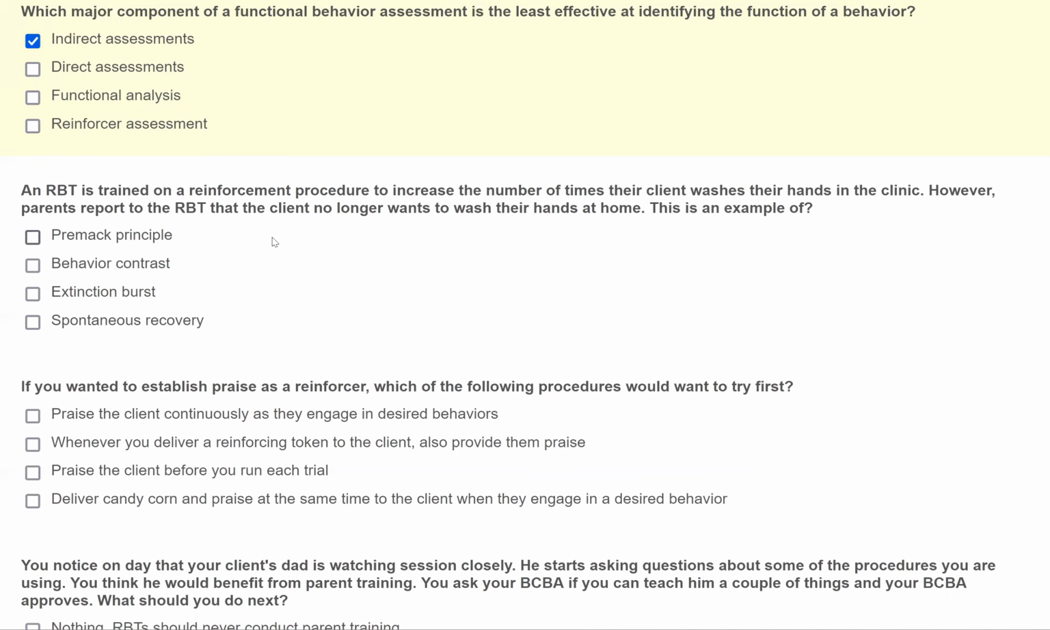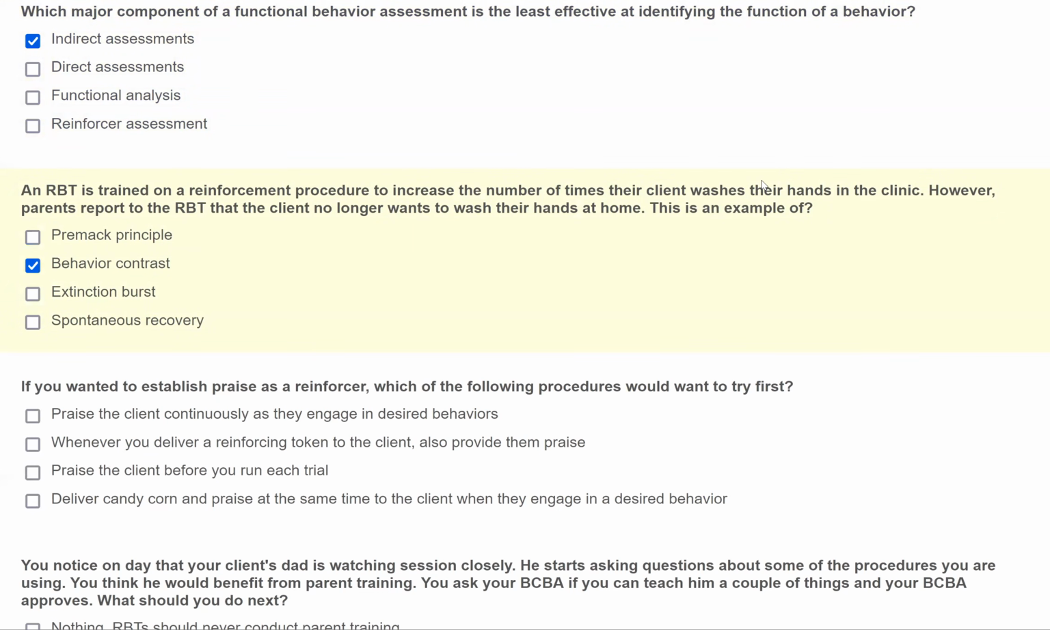Behavior contrast is the phenomenon where if you change something in one setting and the behavior changes, there's a tendency for that behavior to change the opposite way in another setting if nothing has changed in the other setting, which is exactly what is happening here. There's behavior contrast occurring. Not an extinction burst. Okay, we're not even talking about extinction here. We're talking about reinforcement. And it can't be spontaneous recovery either because we're not talking about extinction. So this has to be an example of behavior contrast.